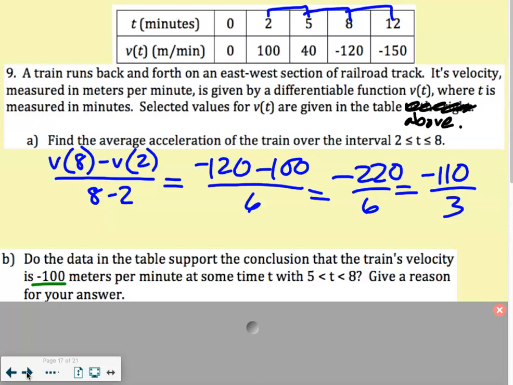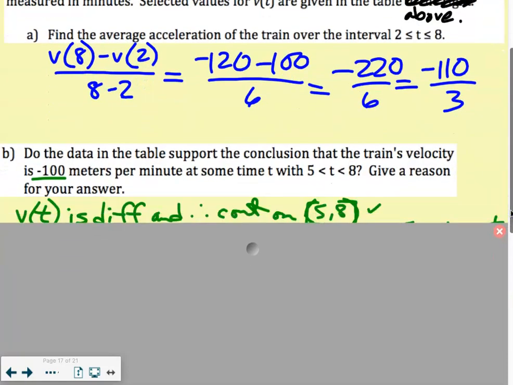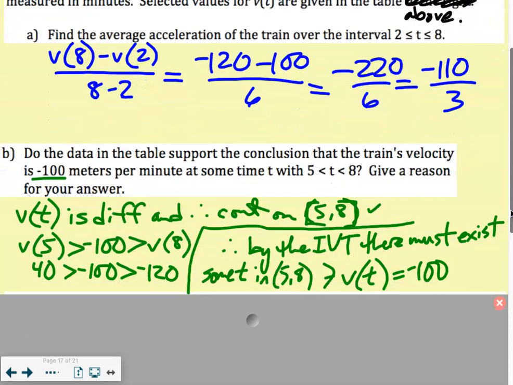The next thing I looked for, did you show that negative 100 fell between v of 5 and v of 8. And watch out, because v of 5 was higher, v of 8 was lower, and some of you wrote your inequalities backwards. So, got to be careful. You have v of 5 is actually greater than negative 100, which is greater than v of 8. And then it's good to write the numbers.